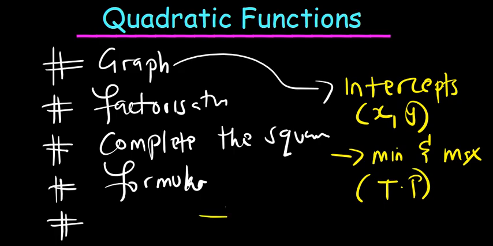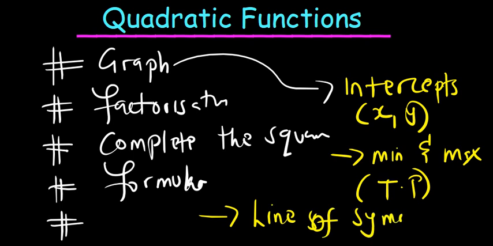Then for a graph you're also supposed to know the line of symmetry. The line of symmetry cuts your graph into two equal parts. So basically that. Now you can either use the table method or whichever method you are very comfortable with for solving quadratics or graphing them.